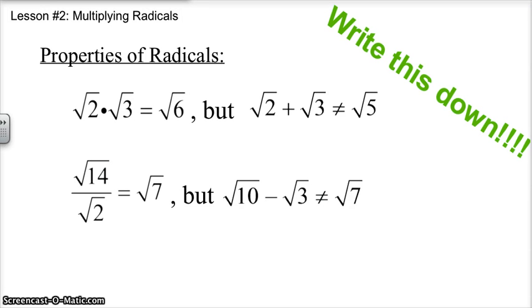This is lesson number 2 in the packet for simplifying radicals. Properties for radicals. When you multiply radicals, it can be just as easy as multiplying the numbers together. Kind of think about them as the same type of term. The square root of 2 times the square root of 3 equals the square root of 6. The same property doesn't apply for addition. It does apply for division, which we'll get to in another video, but it won't apply for the subtraction.